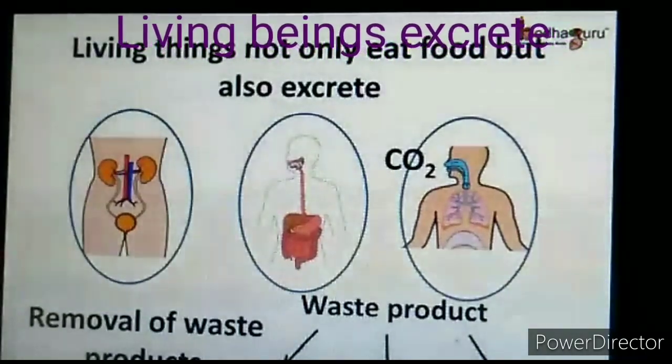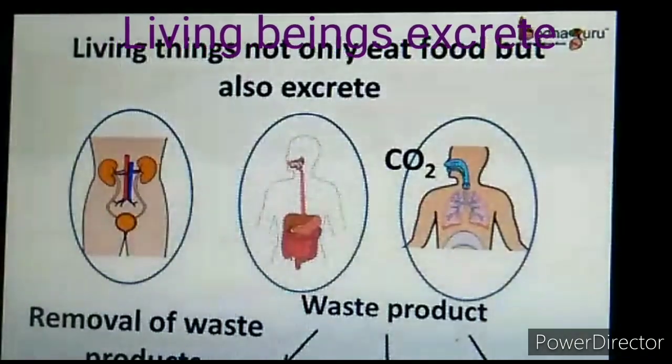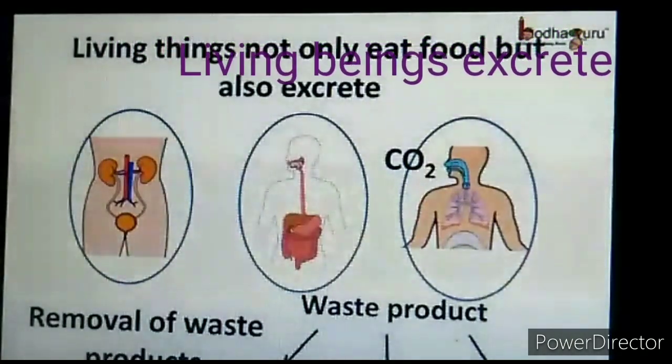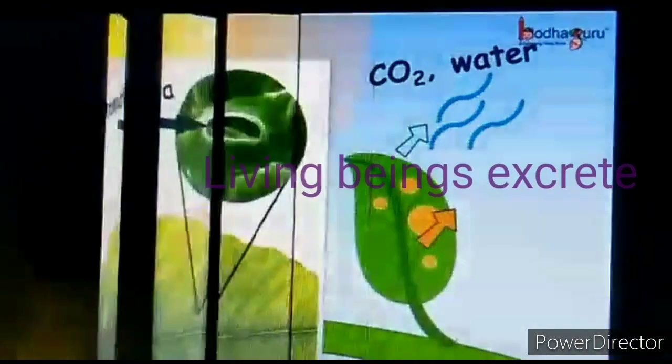Animals remove these through urine or sweat. Carbon dioxide, which organisms give out during exhalation, is also a waste product. So, living things get rid of these wastes by the process known as excretion. So, living things not only eat food but also excrete, which is an important characteristic of all living things.